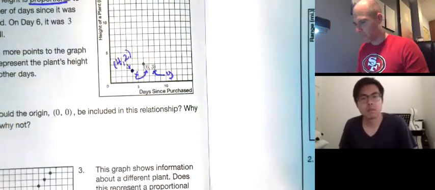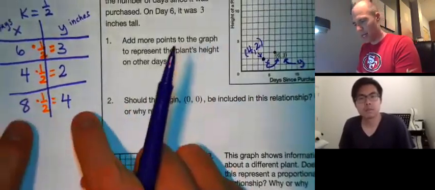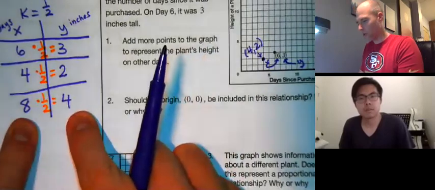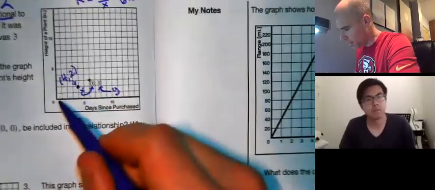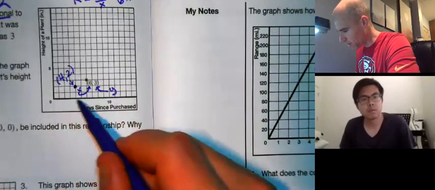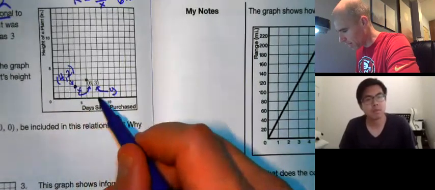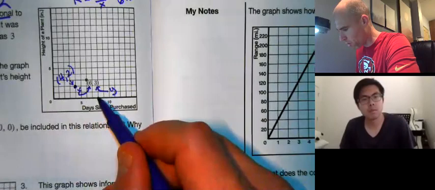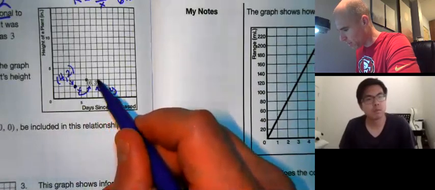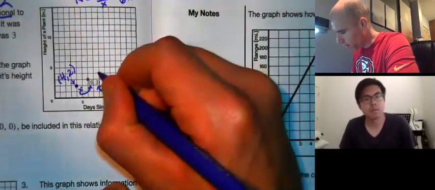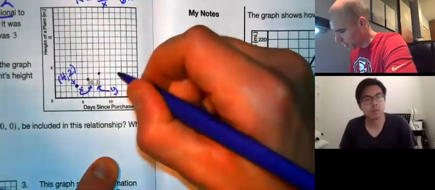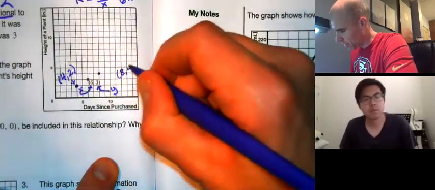And then the other pair of values we had was 8 days, 4 inches. So I'm going to go 8 on the x-axis. So there's 5, 6, 7, 8. And then up 4. 1, 2, 3, 4. And I will label this as the point 8 comma 4.